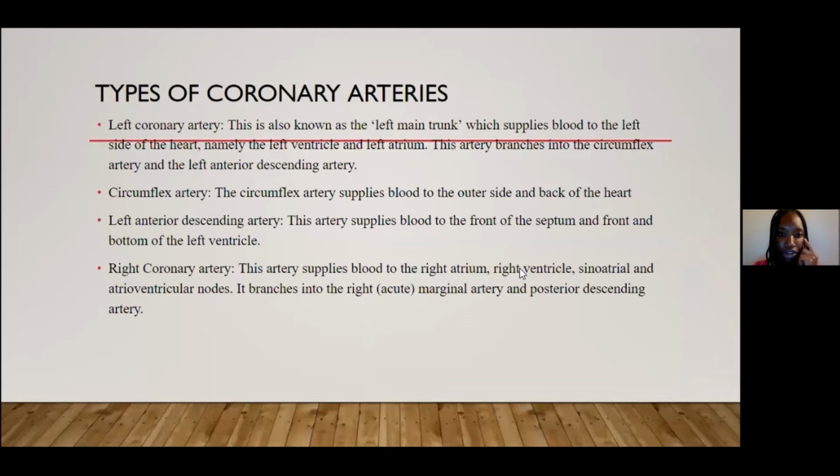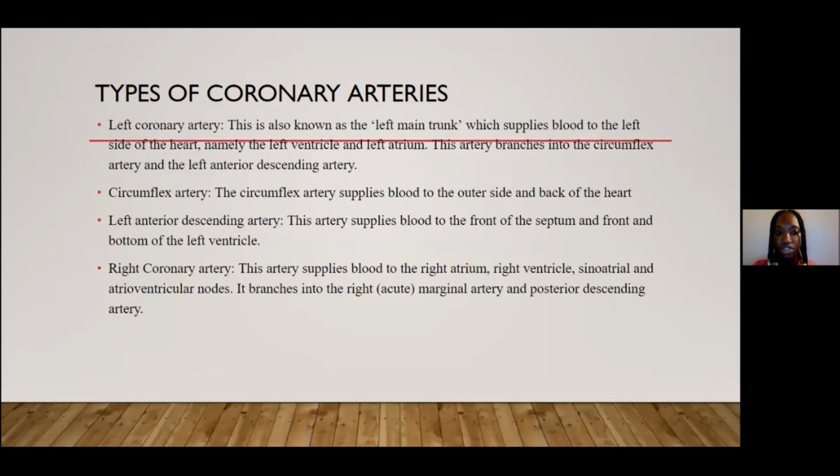There are the types of coronary arteries. You have the left coronary artery, which is also known as the left main trunk, and it supplies blood to the left side of the heart, namely the left ventricle and left atrium. You also have the circumflex artery, and that supplies blood to the outer side and back of the heart.